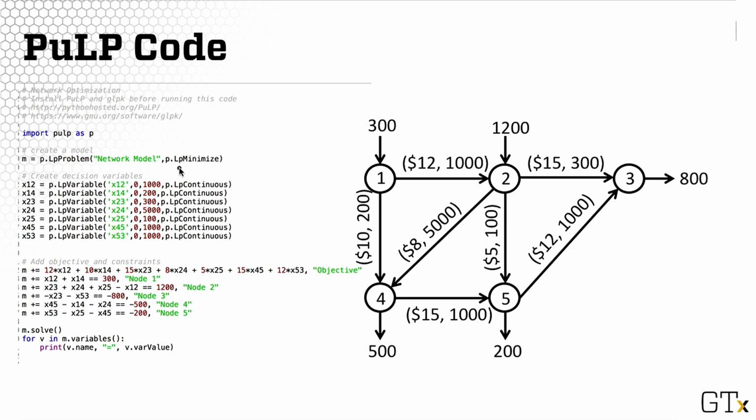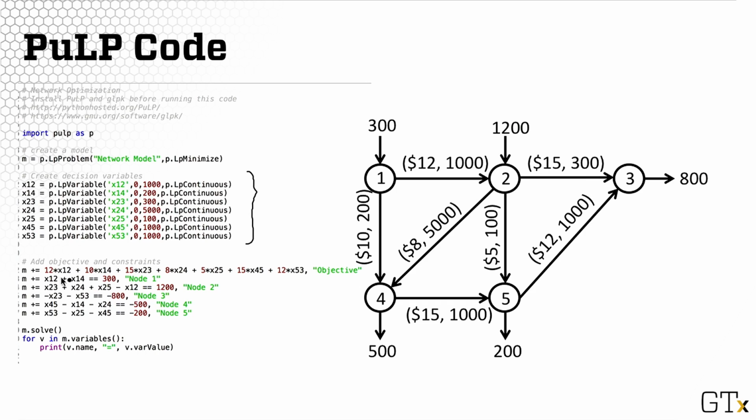This is going to be a minimization model, and so that's the term that I use, p.LpMinimize. This is a PuLP parameter which tells us that the model is a minimization model. Then we write down our decision variables. There are these 7 decision variables corresponding to the flows on these 7 different arcs. So x12 is an LP variable which is going to be called x12. Its bounds are between 0 and 1,000. That's what the next 2 terms are. And it is a continuous variable. And so we introduce all these 7 variables.